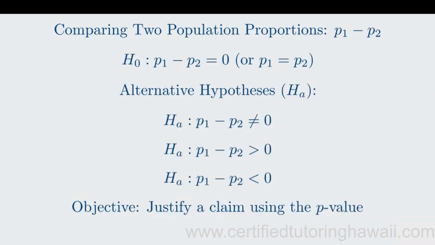Our goal is to see if our sample data provides enough evidence to reject the idea that the proportions are equal. To do this, we need a test statistic that tells us how many standard deviations our observed difference is from zero. To calculate our test statistic, we use a z-score.